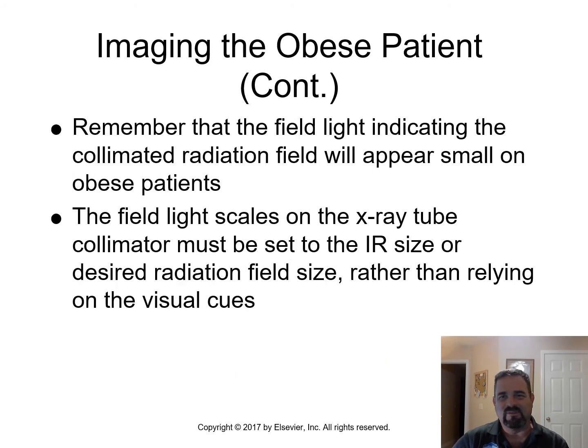All right, so remember that the field light indicating the collimation radiation field will appear small on obese patients. The field light scales on the X-ray tube collimator must be set to the IR size or desired radiation field rather than relying on those visual clues.